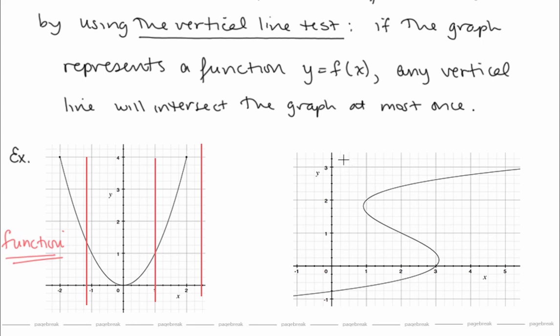Here, however, we do have some vertical lines that hit the graph only once, but we definitely have vertical lines that hit the graph more than once. So because of this, this graph is not a function. Because we found one x value with 3 y values, and that violates the definition of y being a function of x.